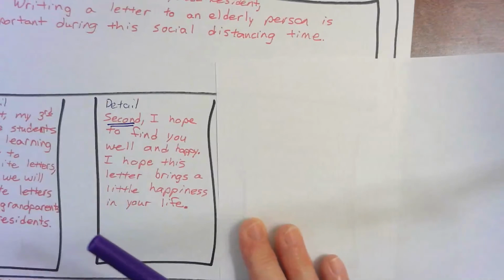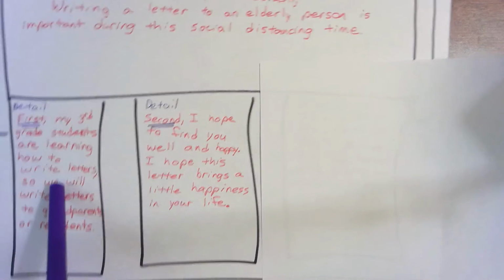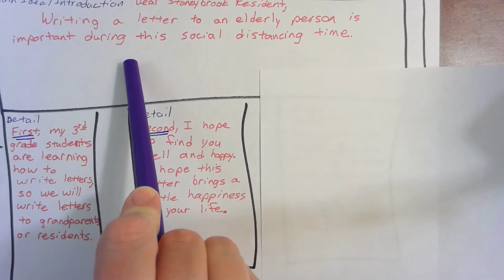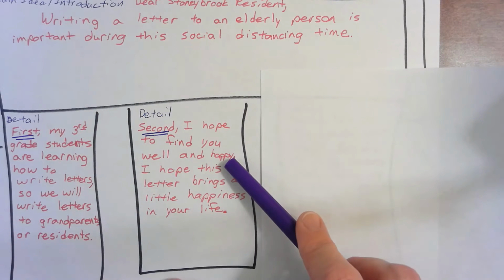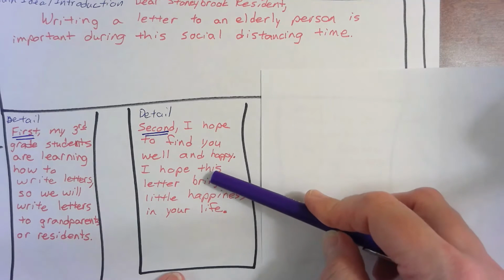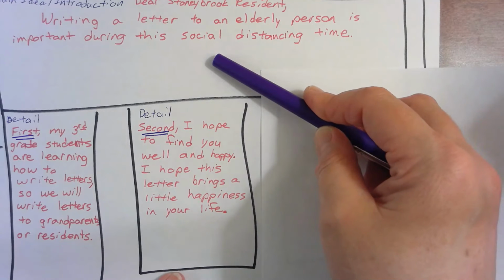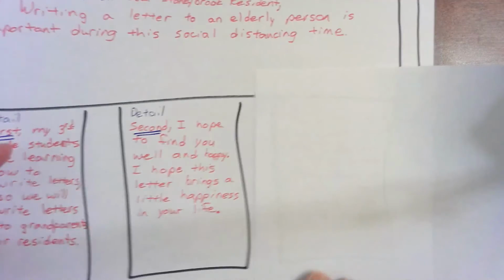Okay, let's go right back. So this is talking about why, or explaining why we're writing the letters to an elderly person. So that supports my main idea. This is asking how the elderly person is, and that is part of writing a letter to an elderly person, and the purpose to bring them happiness.